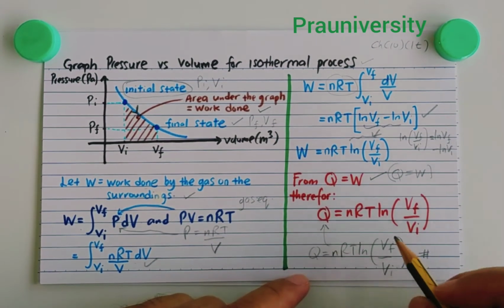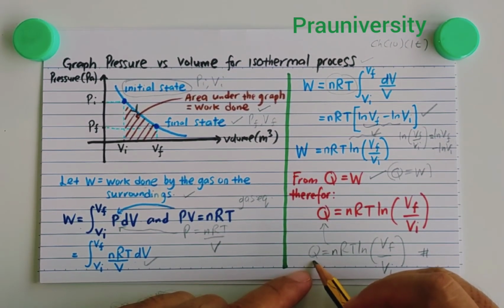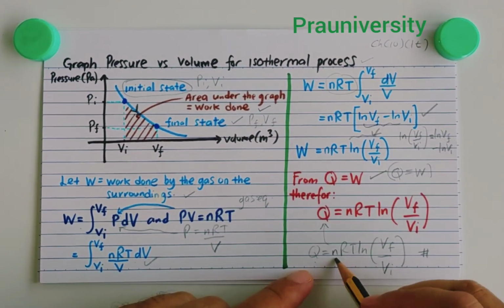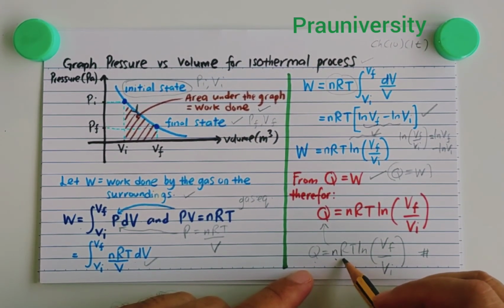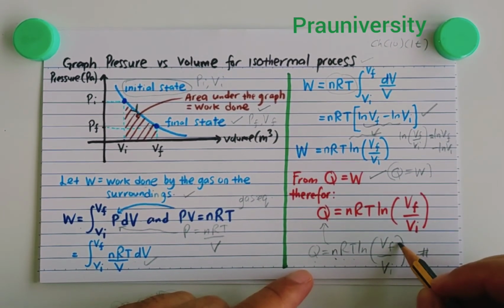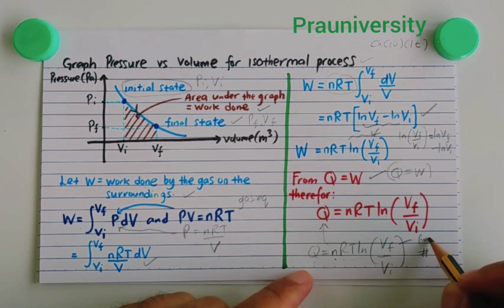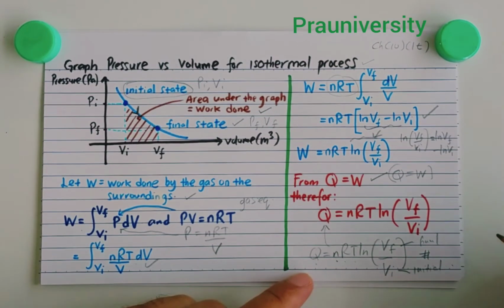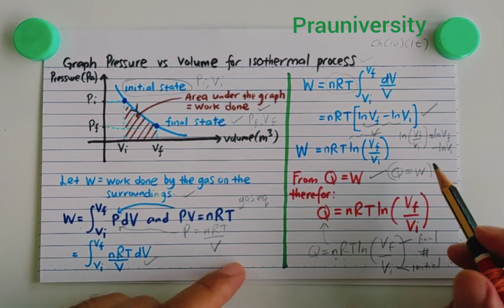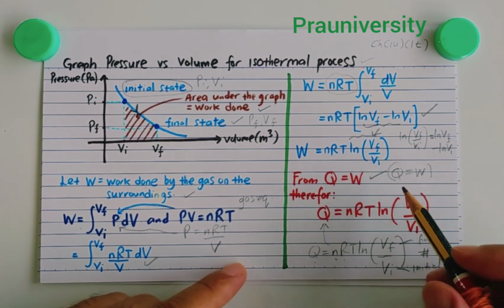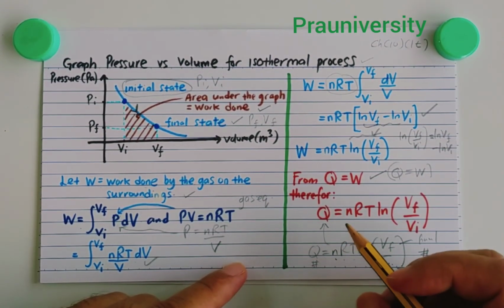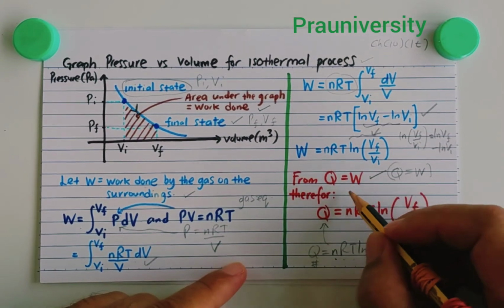So then we can get the heat supplied or lost from the gas system. n is the number of moles, R is the gas constant 8.31, T is the constant temperature, Vf is the final volume, and Vi is the initial volume. So we can get Q, and Q is equal to W.